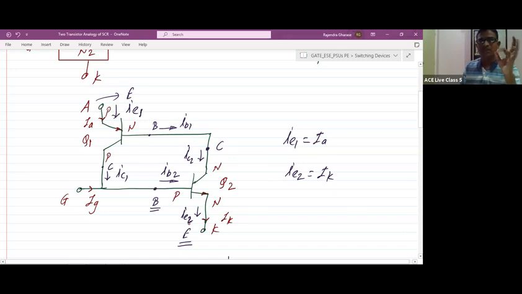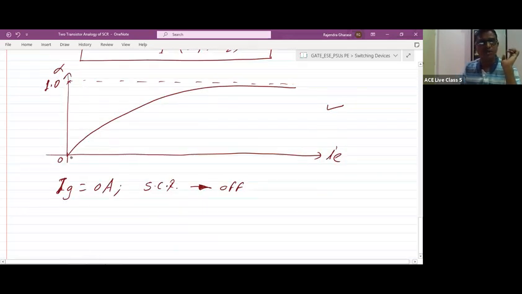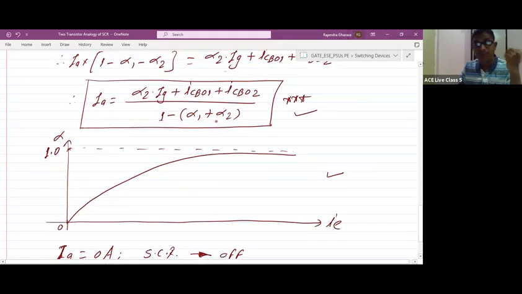So you can check if IE1 and IE2 are nearly equal to 0. So what about alpha 1 and alpha 2? If IE1 and IE2 are nearly equal to 0, alpha 1 and alpha 2 are also very small. So if alpha 1 and alpha 2 are very small, what about the sum alpha 1 plus alpha 2? That will also be very small. So 1 minus (alpha 1 plus alpha 2) will be nearly equal to 1 only. Yes or no?